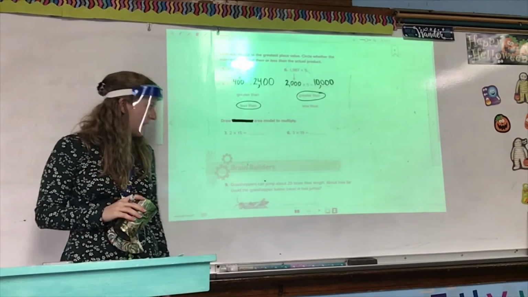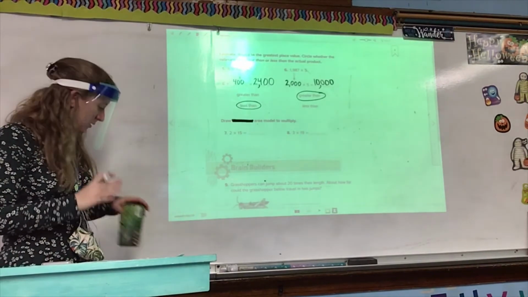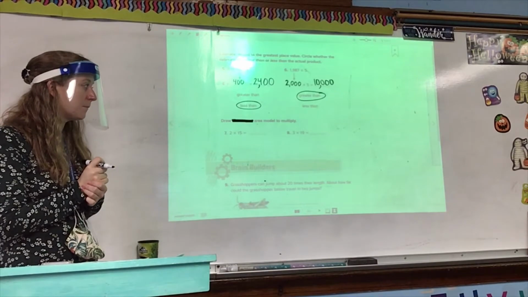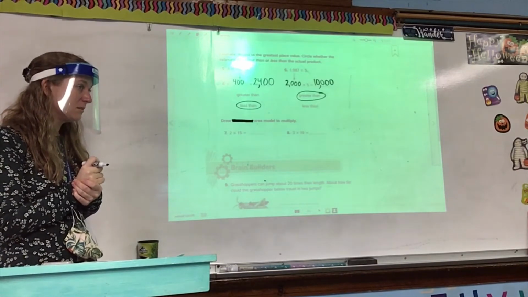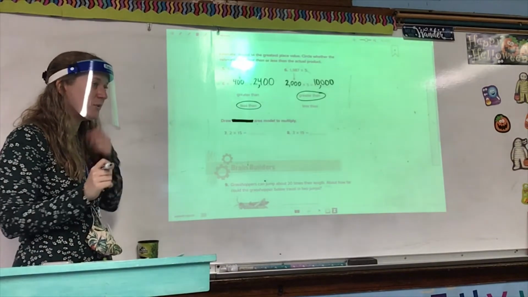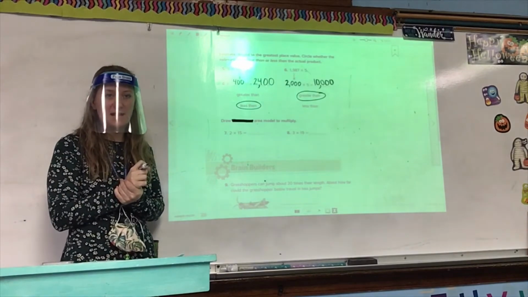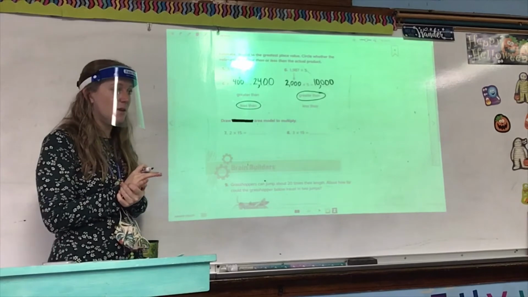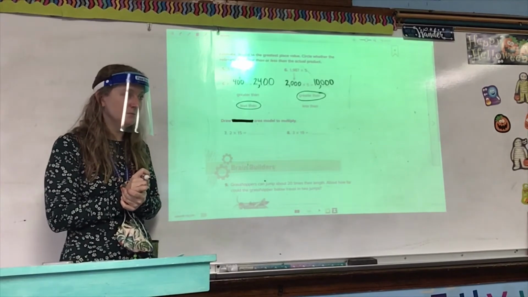So Zadie, number 7, we have 2 times 15. First, we need to do what? Find a basic fact? Can we do that here? Do we find basic facts when we're doing area models, class? No. Because we're not doing basic facts. We're doing partial products. So what do we do first when we draw an area model?